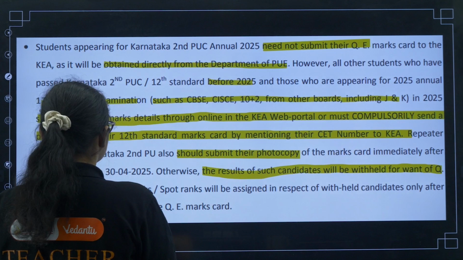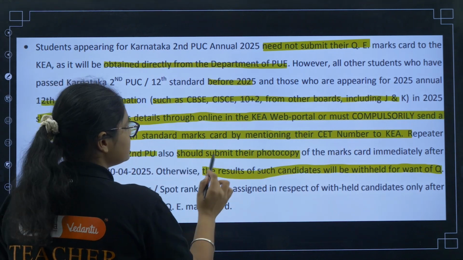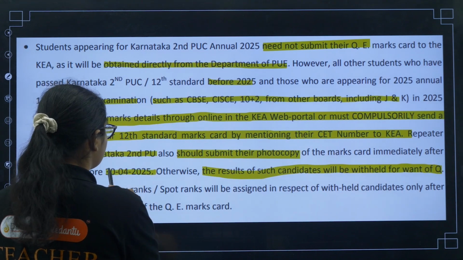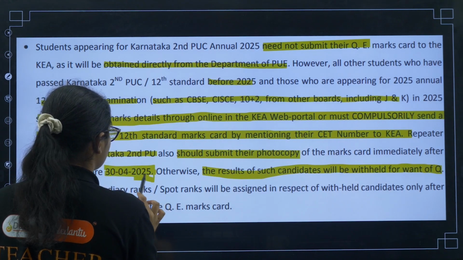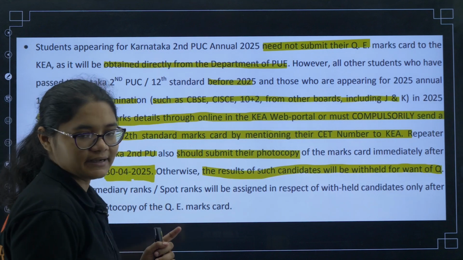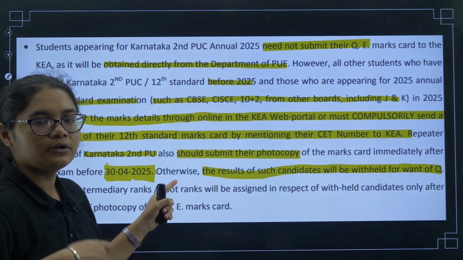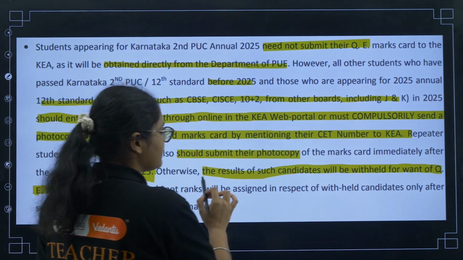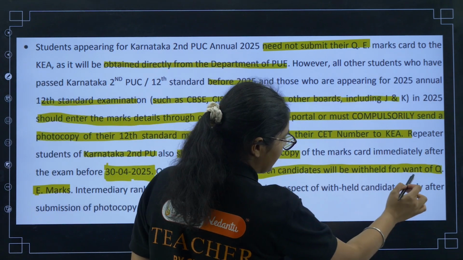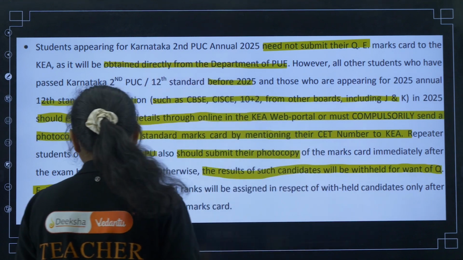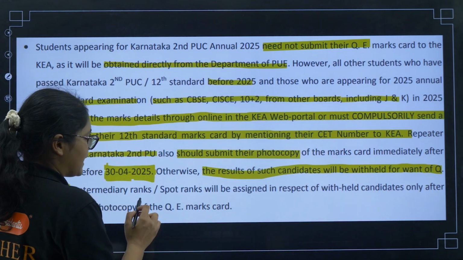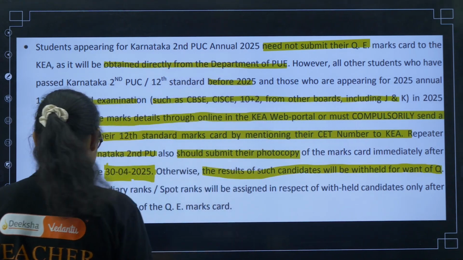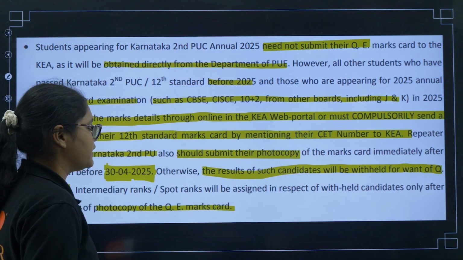Now, repeater students of Karnataka second PUC should also submit a photocopy of the marks card immediately after the exams, before 30th of April 2025. So if you remember, the exam date is 16th and 17th of April. So before the 30th, you should send the photocopy of your marks card to the KEA. Otherwise, the results of such candidates will be withheld for want of qualifying examination marks. Okay. Now, intermediary ranks or spot ranks will be assigned in respect of withheld candidates only after the submission of the photocopy of the qualifying examination marks card.